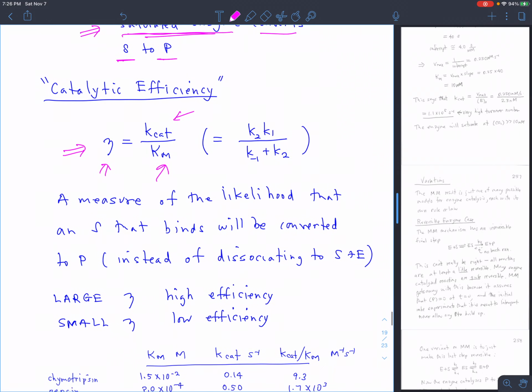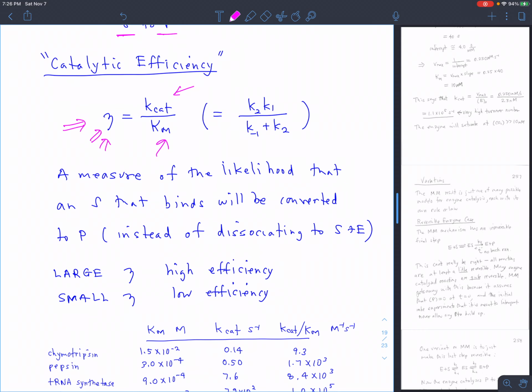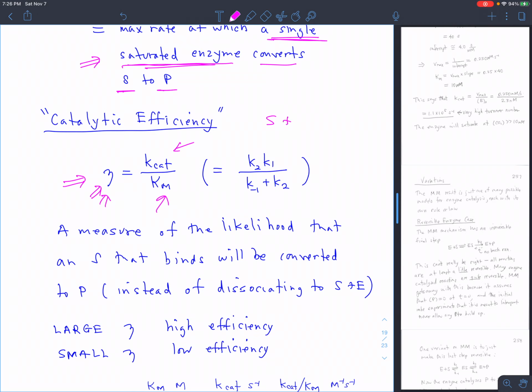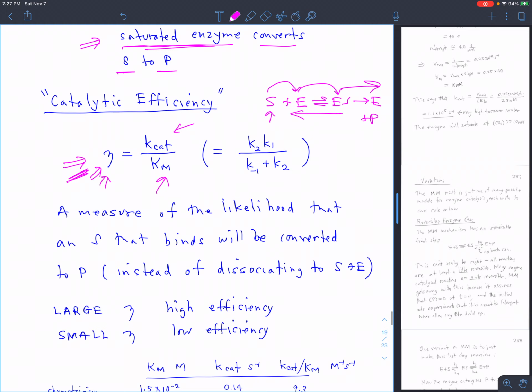The interpretation is that when this eta is a large value, that means that every single substrate that binds eventually gets converted to product. You could have it the other way around, right? A substrate binds and then just goes back, releases again without forming product. Well, if this number is large, that means that the S's never get away, basically. Once they bind, they're going to go to product, and that's that. And so that's the way it's used.